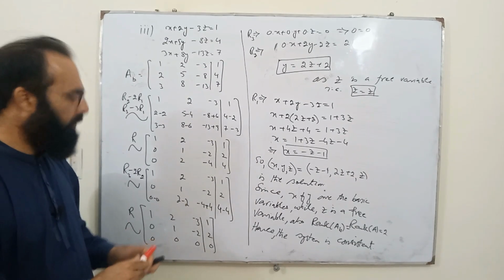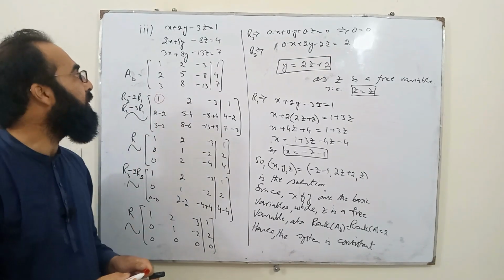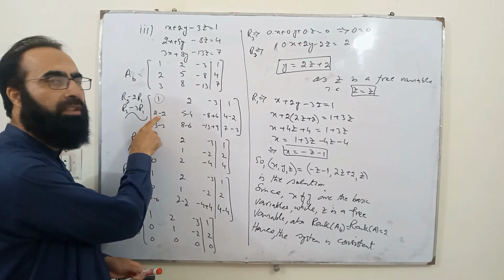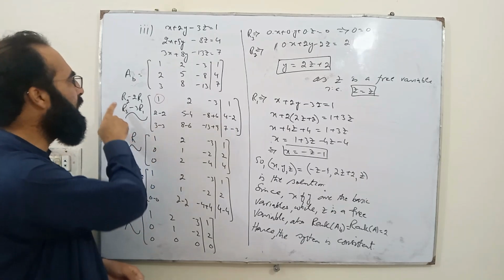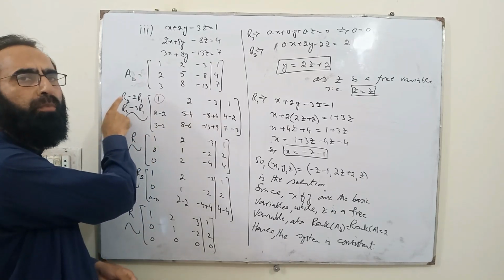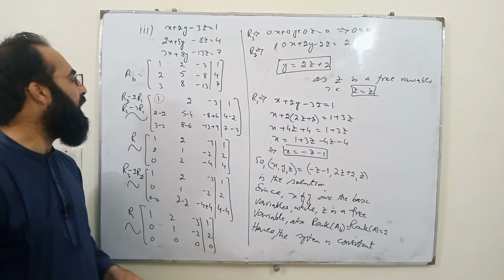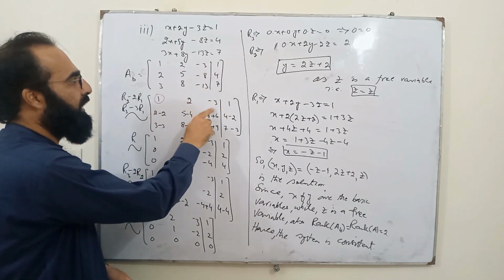First of all, the pivot entry in the first row is 1. That's why we have eliminated the entries below the pivot entry. And for that purpose, we have utilized R2 minus 2 times R1 and R3 minus 3 times R1 also. So the first row will become same.